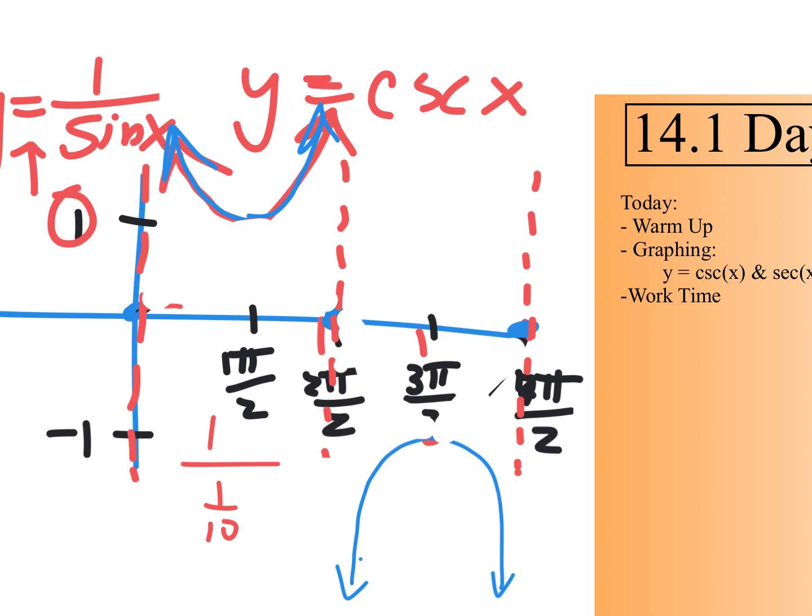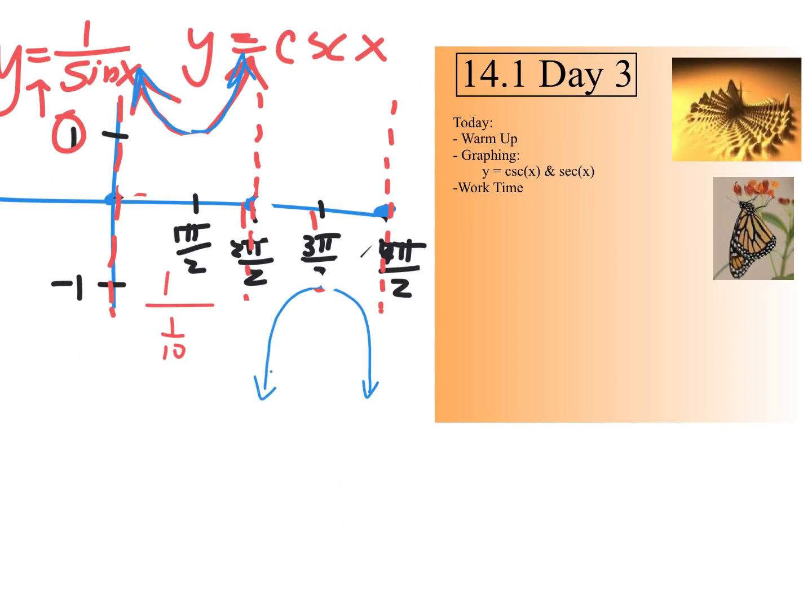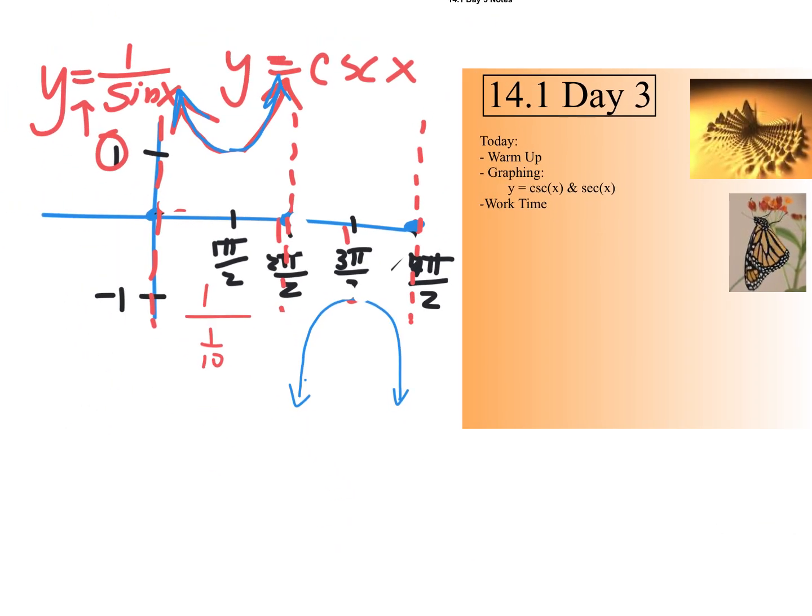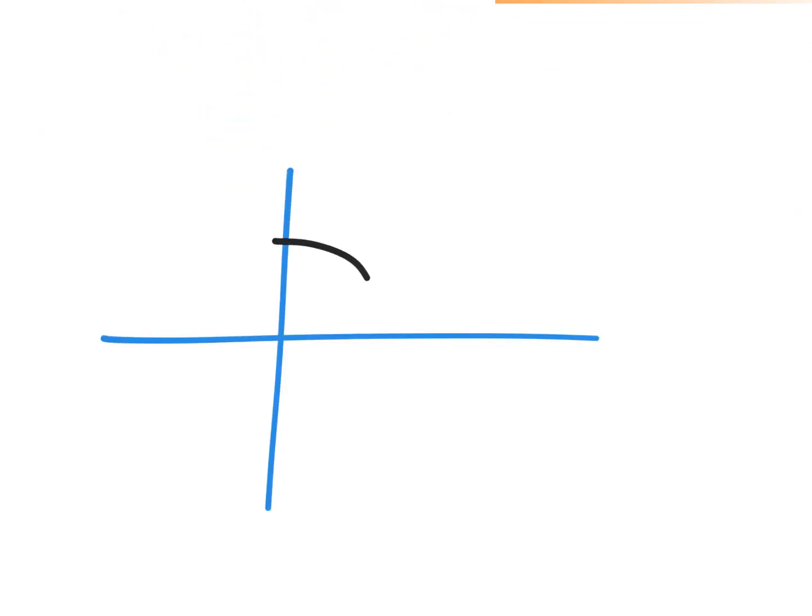All right, so this is cosecant. What do you think is going to happen for secant? Same exact thing, except it's going to ride on the back of its sister function, which is cosine. So, if you haven't already, I told you to make cosine. Cosine's a valley.